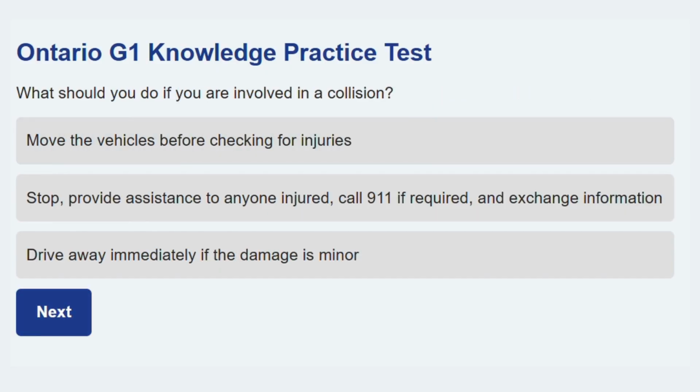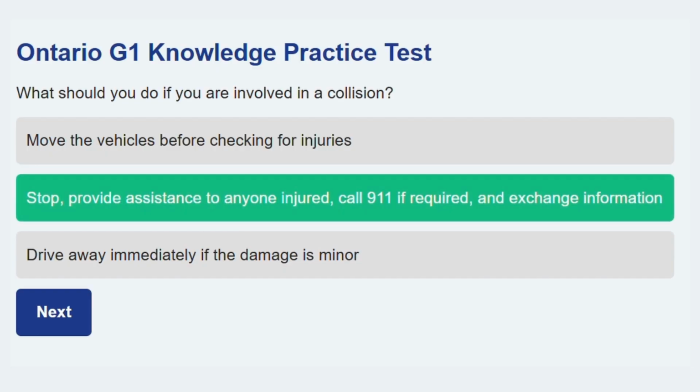Moving on, what should you do if you are involved in a collision? Stop, provide assistance to anyone injured, call 911 if required, and exchange information. Stopping and ensuring the safety of all involved is the first priority.